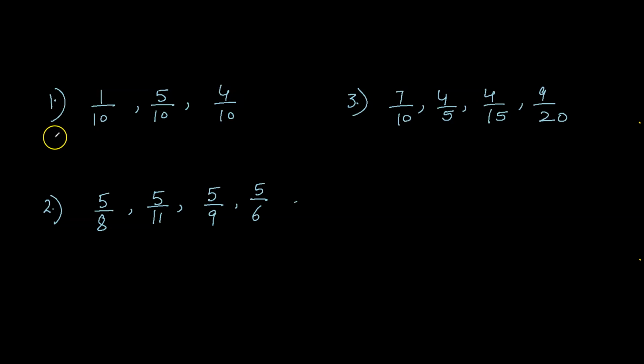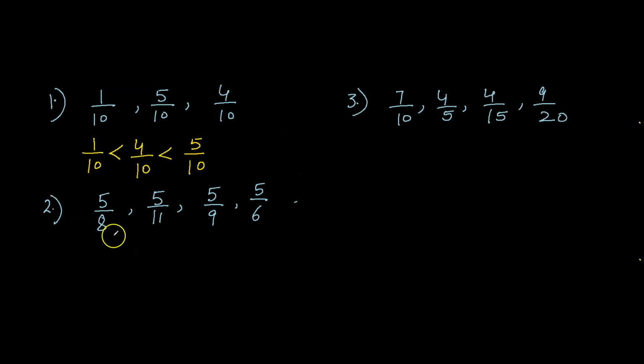Now let's quickly try out some of these problems. In the first one, as we can see, denominators are the same, so that means we can easily order these from least to greatest just by checking the numerators. So the less the numerator, of course, that would be the smallest. So that means 1/10 is the smallest. And we can see 5 is the greatest numerator. That means 5/10 is the greatest fraction. So we have 1/10, then we have 4/10 and 5/10.